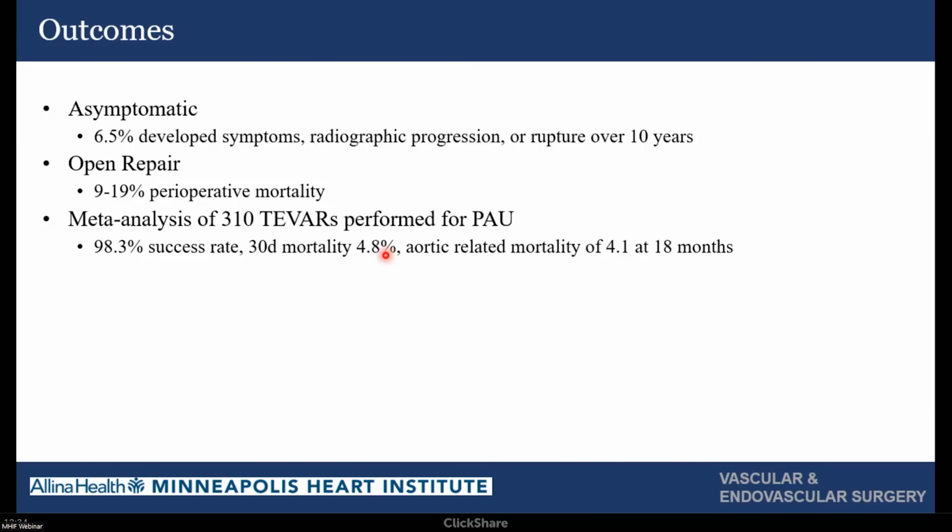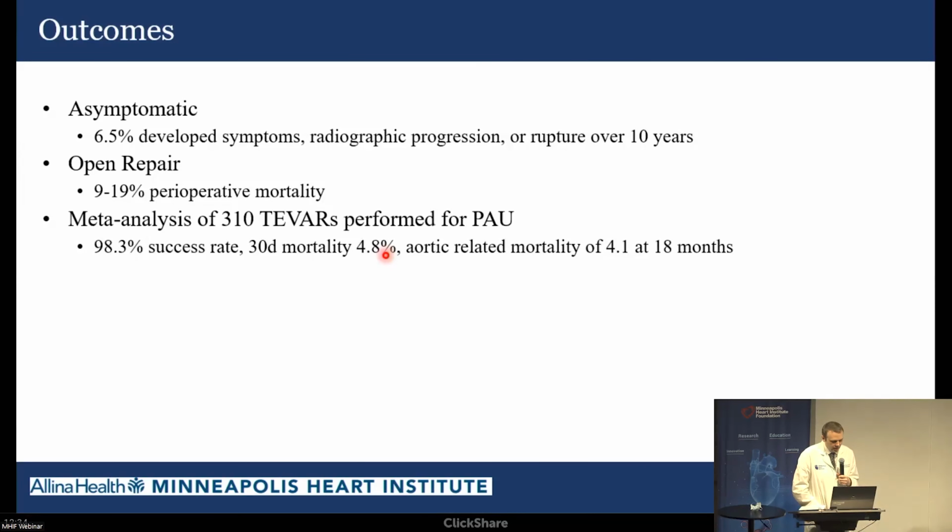All right, so when it comes to these PAUs, a lot of them are asymptomatic, as we just talked about. A paper out of Circulation from a couple of years ago from Mass General followed 280 patients over 10 years, and only 6.5% of those asymptomatic patients actually developed symptoms, radiographic progression, or rupture over 10 years. So these patients are kind of stable and need to be followed, but tend to not need any kind of surgical intervention.